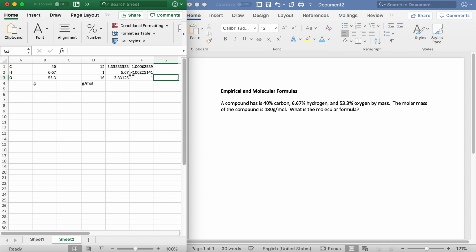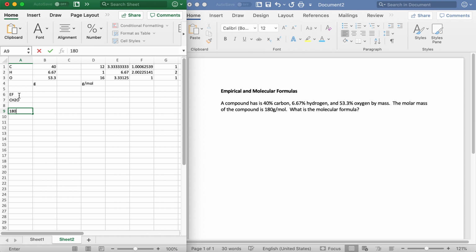Okay, and these look pretty good. So this is 1, obviously, this is 2, and this is close enough to 1 to where I can round. Now, what does this say? I've got my simple whole number ratios. This tells me that in my empirical formula I have 1 carbon, 2 hydrogens, and 1 oxygen. So my empirical formula that I abbreviate EF is going to be CH2O.